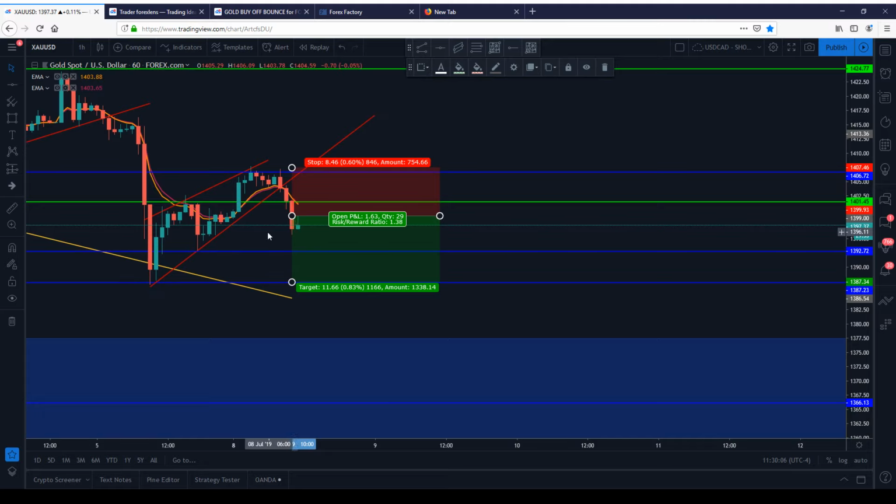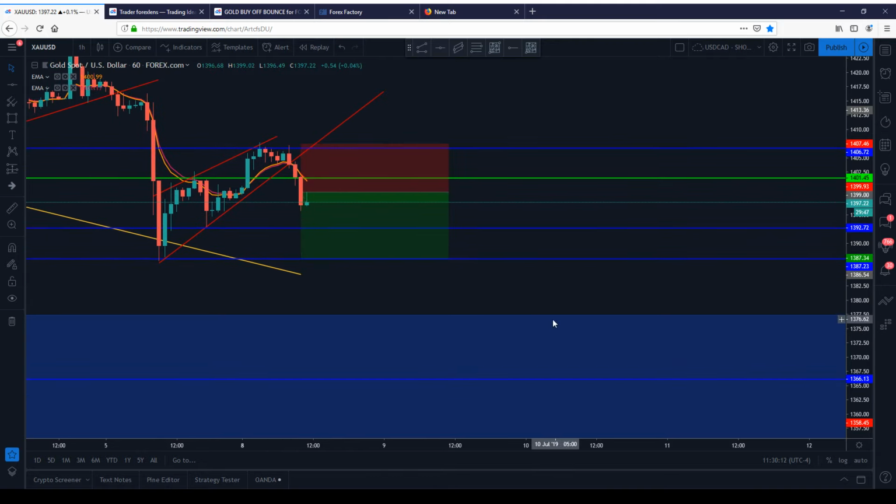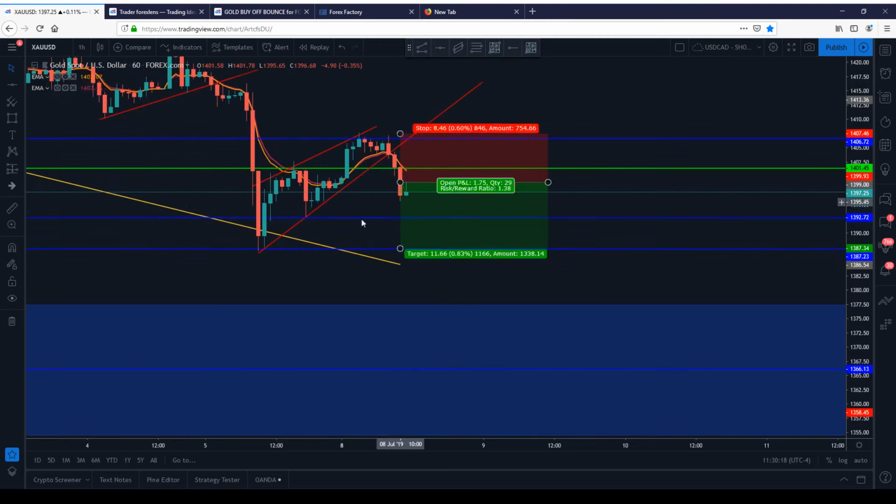So right now we're printing an evening star. That's probably telling me if it closes like this, we're going to 1392. That's where price is probably heading after breaking this ascending trend line. And thank God we closed at 40 pips in loss rather than 90. So it's always good to make sure your winners run and your losers are cut short.